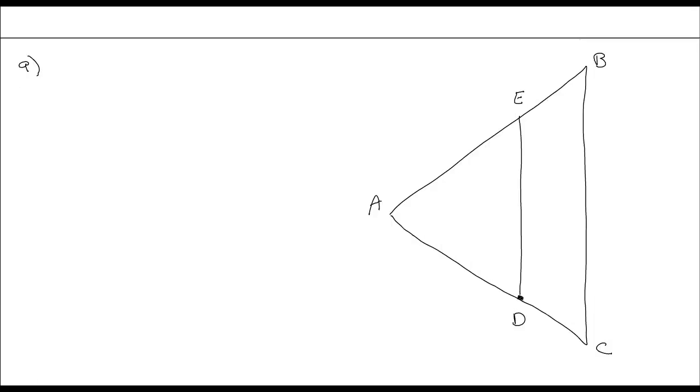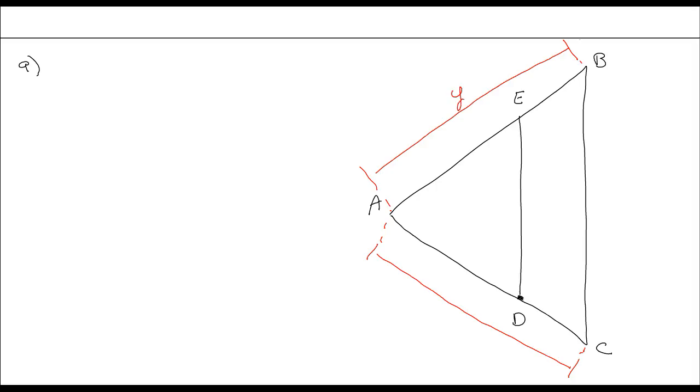Number 9, they tell us that for this triangle within a triangle, AB is equal to AC. So I'm going to do this off to the side in red. AB is the same length as AC, and I'm going to call them both a length of y. I'm going to use y instead of x because later in the problem they tell me to use x for something else.